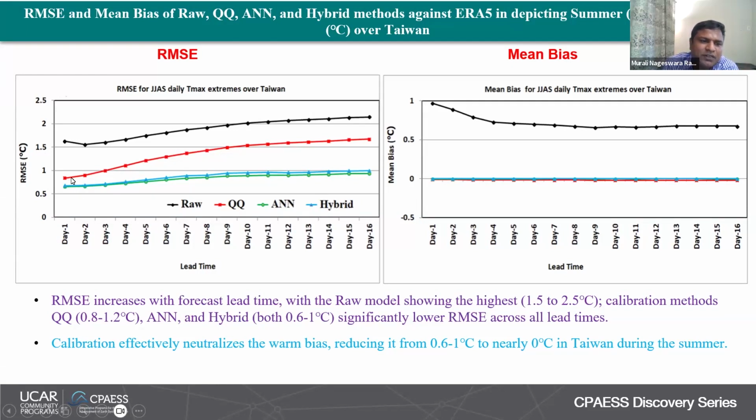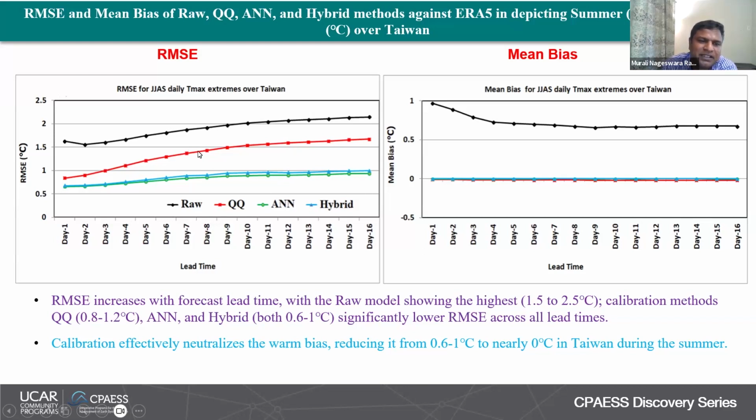The RMSE is low for the shorter lead times, and it increases with the lead time. But the RMSE is larger in the raw model product. It is more than 1.5 degrees centigrade in all the forecast lead times, and more for the longer lead times. But all the calibration methods significantly reduce the RMSE.